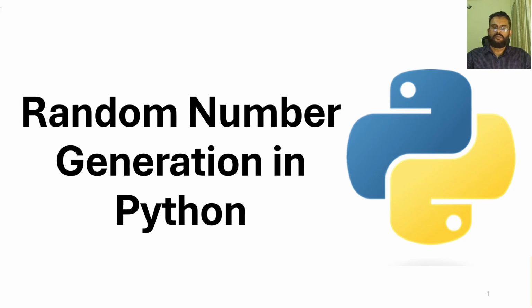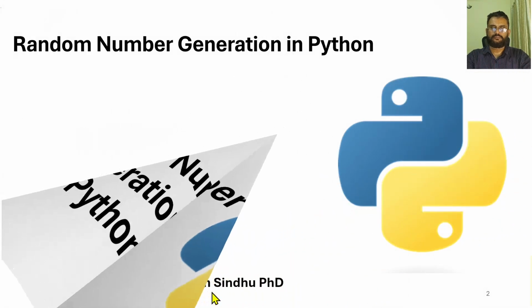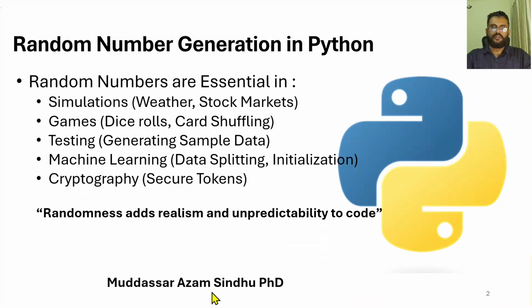In today's video, I'm going to talk about random number generation in Python. Random number generation is useful in several different aspects of software development. For example, you can use it in simulations of weather forecasting or stock market predictions, in which way the prices are going down or up.